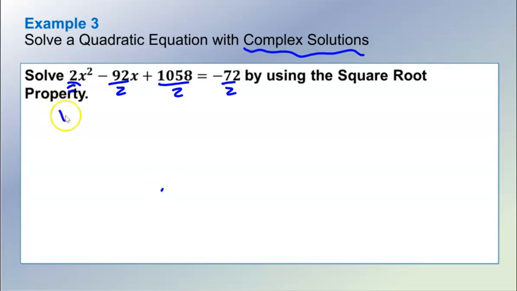So this is going to give us an x squared minus 92 divided by 2. Well, if I did 90 in half, that would be 45, so it has to be 46. So 46x plus half of 1058 would give us 529 equals a negative 36.